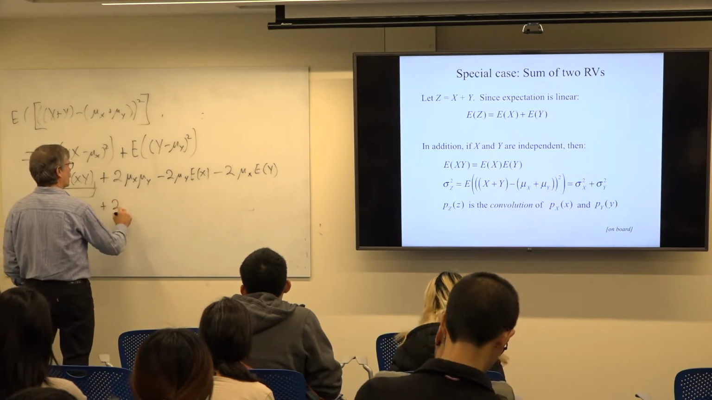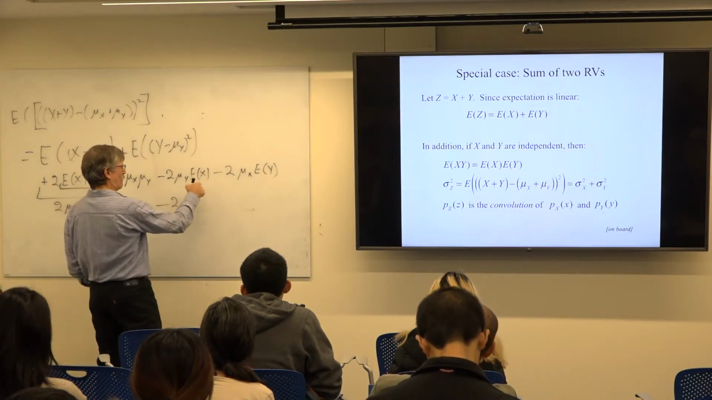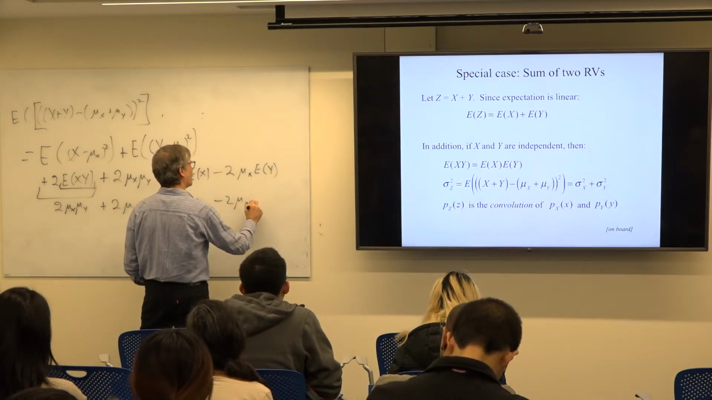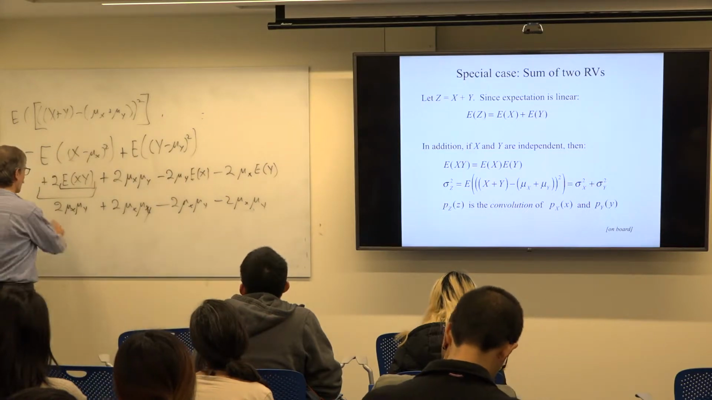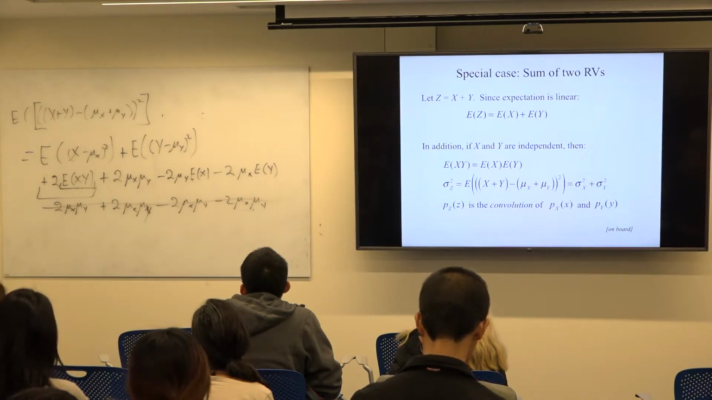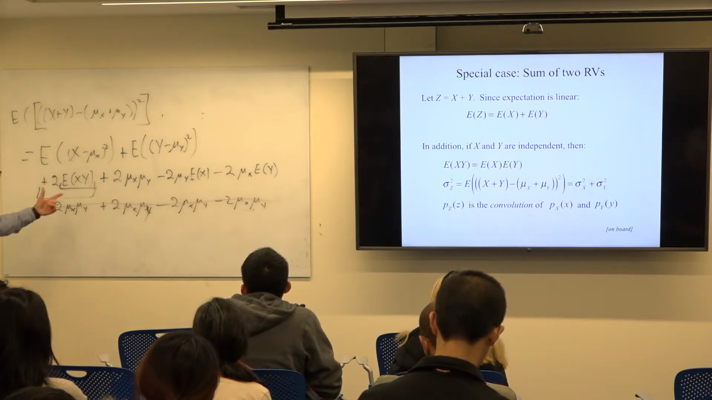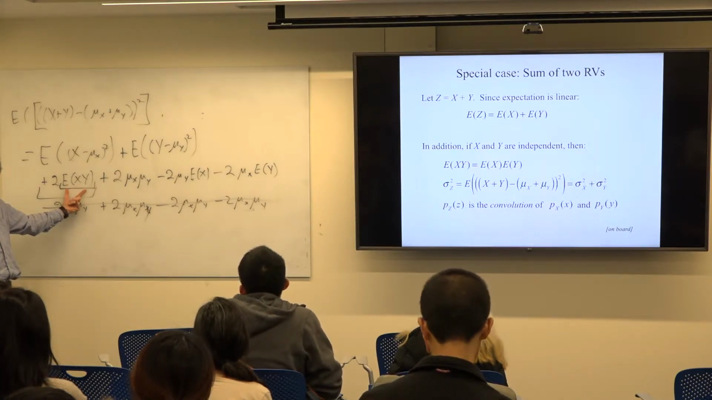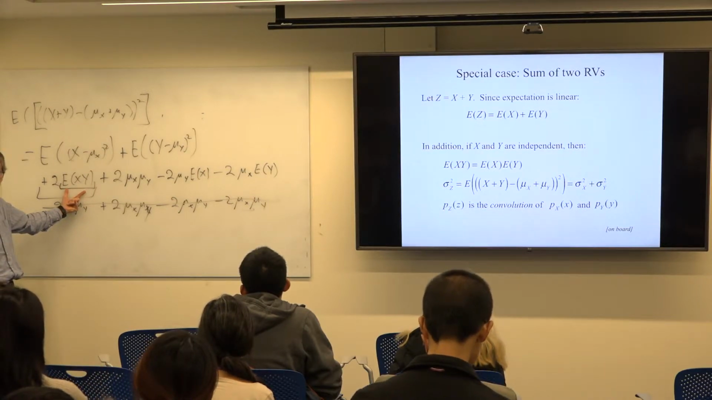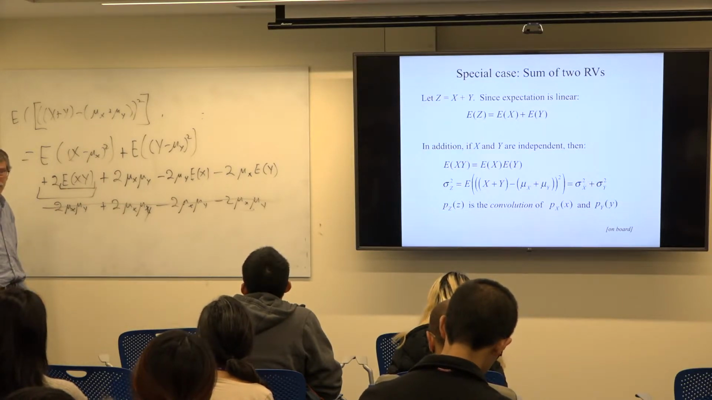And here's another 2 mu x mu y. And here's a minus 2 mu x mu y. And here's another minus 2 mu x mu y. Oh, look! Poof! QED. Okay? So basically all the ugly cross products disappear, but only if expected value of x y is expected value of x times expected value of y. This is the one place I used independence. If they're not independent, this stuff does not all cancel necessarily. Okay?